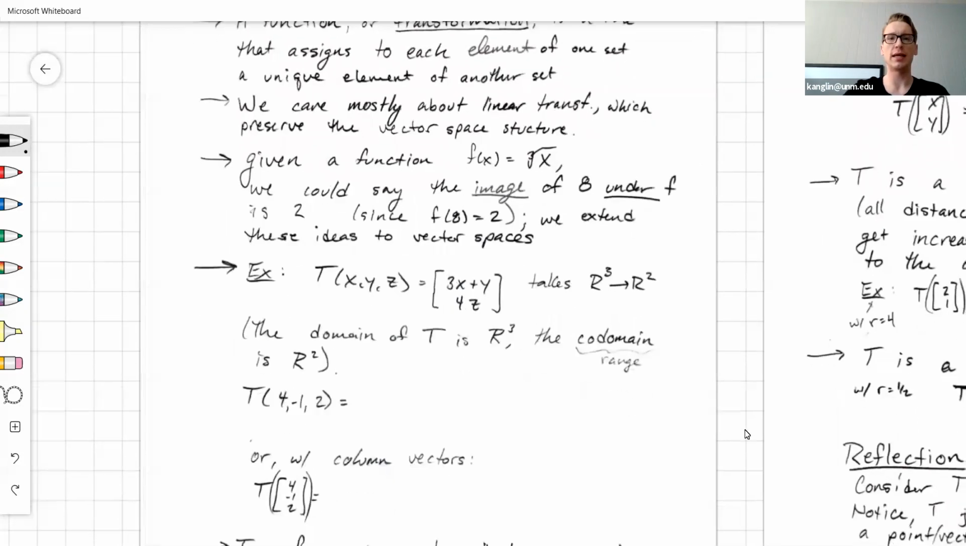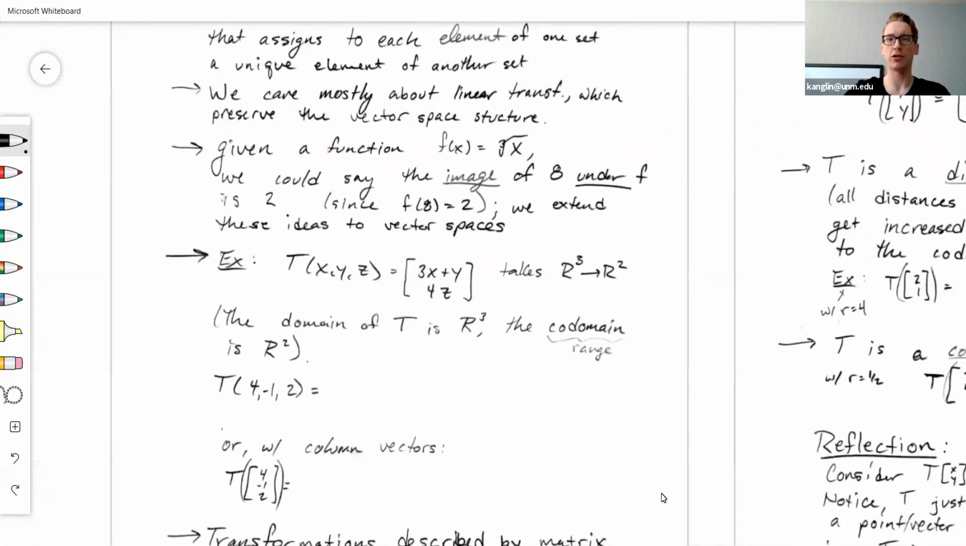Okay, so just to make sure we see how the input-output operations work here. If I want to look at this example, where I'm taking my transformation T defined above, but evaluating T of (4, -1, 2), well, this shouldn't be too difficult at all. It should be quite easy. All we have to do is follow these rules here, right? The first entry of this output is going to be 3 times the x value plus the y value. 3 times 4 plus -1.